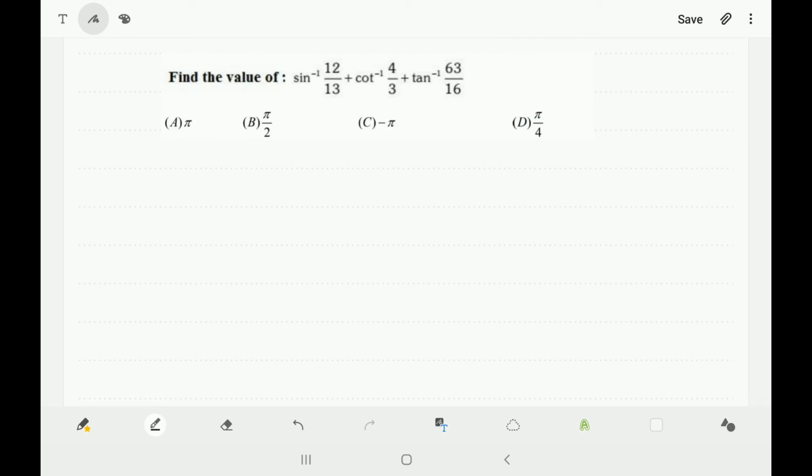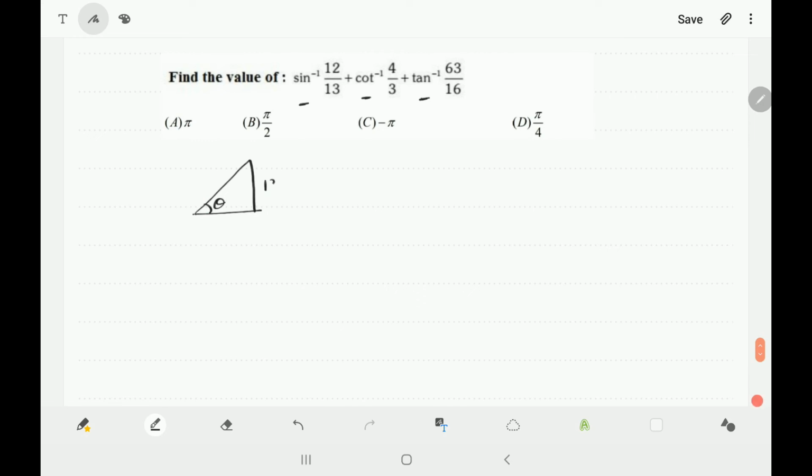In this problem, we have to find the value of sin inverse 12 by 13 plus cot inverse 4 by 3 plus tan inverse 63 by 16. Again, what we will do is, because this term is in tan inverse, let's try to convert the cot inverse as well as the sin inverse into tan inverse.